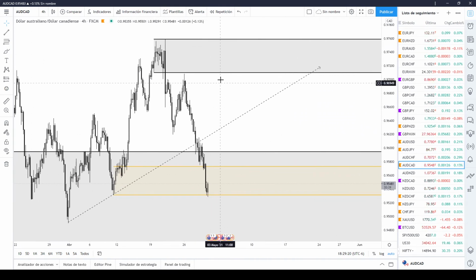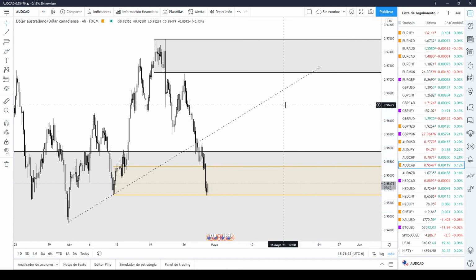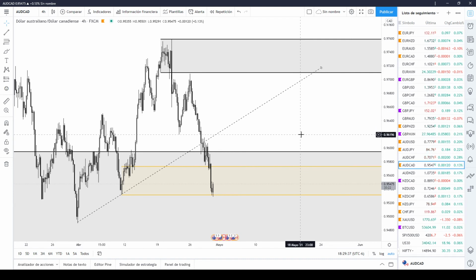Now we have all this room from this level to this level to expect a retracement, then wait for a confirmation, and then we can go short. I know it might sound like it doesn't make any sense, but you can backtest this and you will find out it's true.